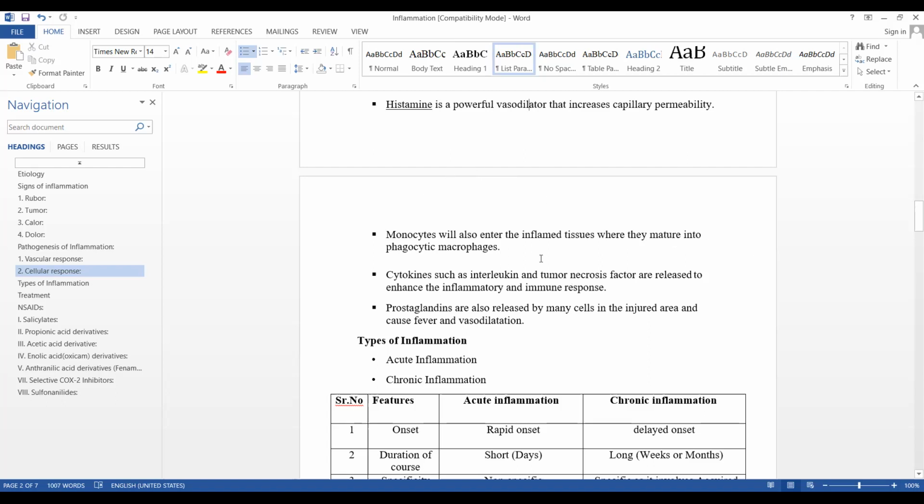All these are giving signals to the body that there is inflammation in the body, and that's where the individual will take care of that inflammation. These all are giving signals to the body. Now, these cytokines such as interleukin and tumor necrosis factor are released to enhance the inflammatory and immune response.